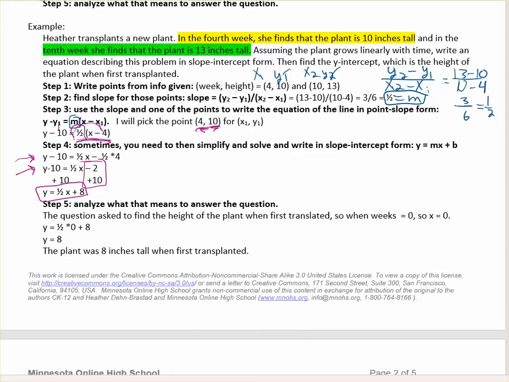So I've answered part of the question, but the other part says find the y-intercept, which is the height of the plant when first transplanted. When first transplanted, it's week 0, so I could plug 0 into this equation, 1/2 x plus 8. But 1/2 times 0 is 0, so I have 0 plus 8 is 8. Or I could have answered this question directly because the y-intercept is what it would have been when I first transplanted it. That's like what I started with. So you could have answered that question without plugging in 0.